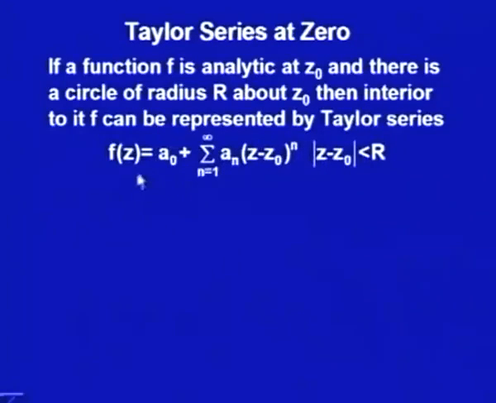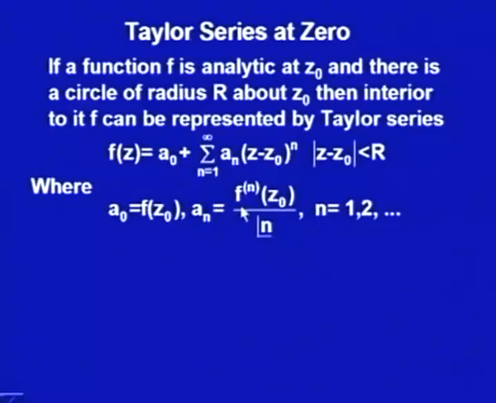What is the Taylor series? You do know, f z is equal to a naught plus summation n running from 1 to infinity a n times z minus z naught to the power n, for mod of z minus z naught less than r. We do know that this Taylor series expansion you had already done. We do know that a naught is nothing but f of z naught, and a n is the nth derivative of f at z naught divided by factorial n, for all n equal to 1, 2, 3 and so on.